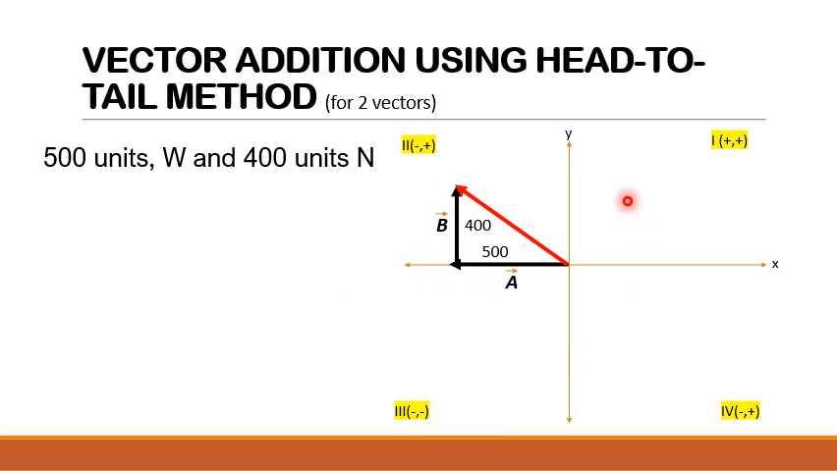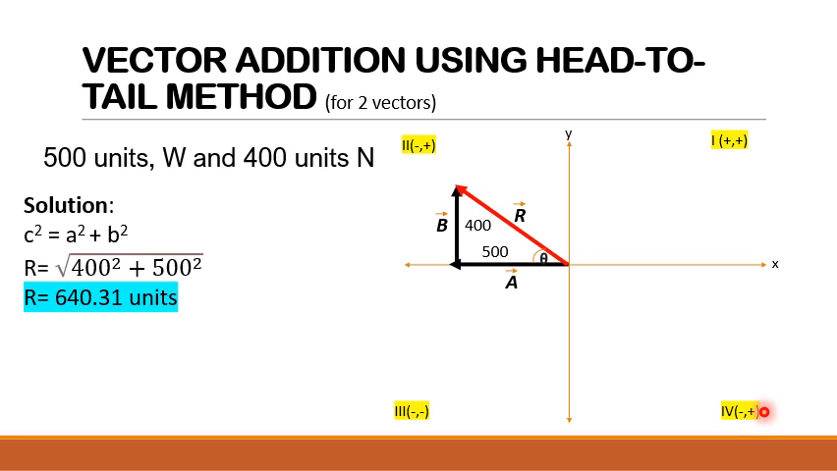So why is it called the head to tail method? Because the head of the first vector points to the tail of the next vector, and the resultant vector is actually pointing to the head of the last vector.